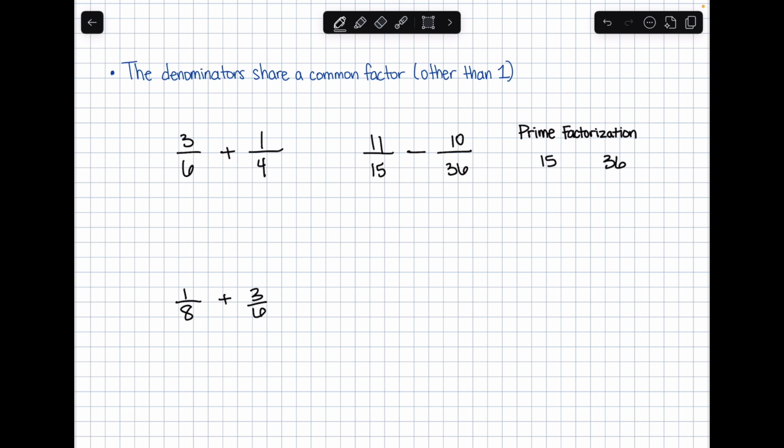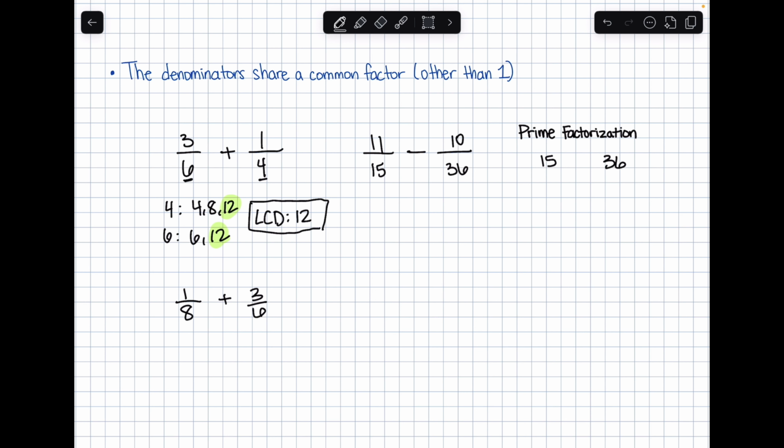So 4 and 6, I know that these numbers are both even, so I know that they share a common factor of 2. So if they're small like this, it's probably easiest to just skip count them and find the number that pops up in both lists, and that would be your LCD. So in this case, my LCD of 4 and 6 is 12.